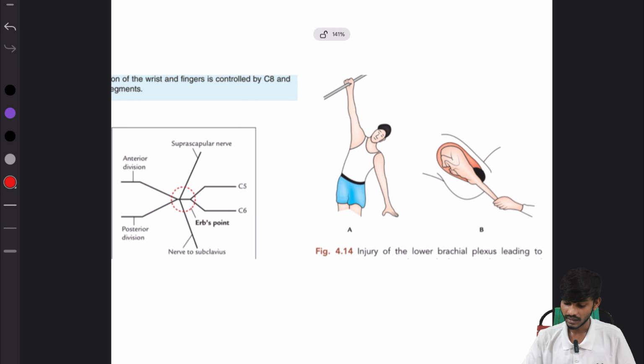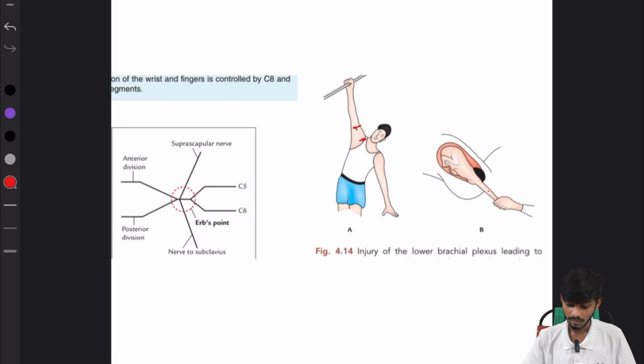These are lower brachial paralysis. There is increase in the angle between trunk and shoulder in an overstretched hand. While during delivery, plucking the hand of the baby leads to lower brachial plexus paralysis.